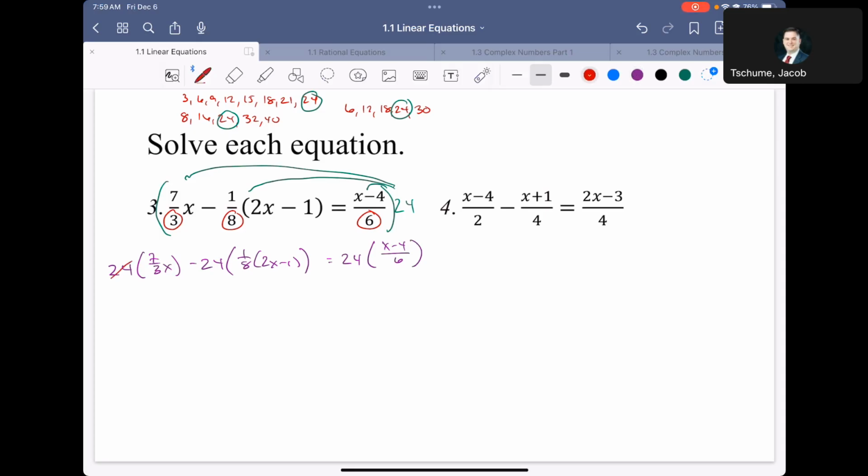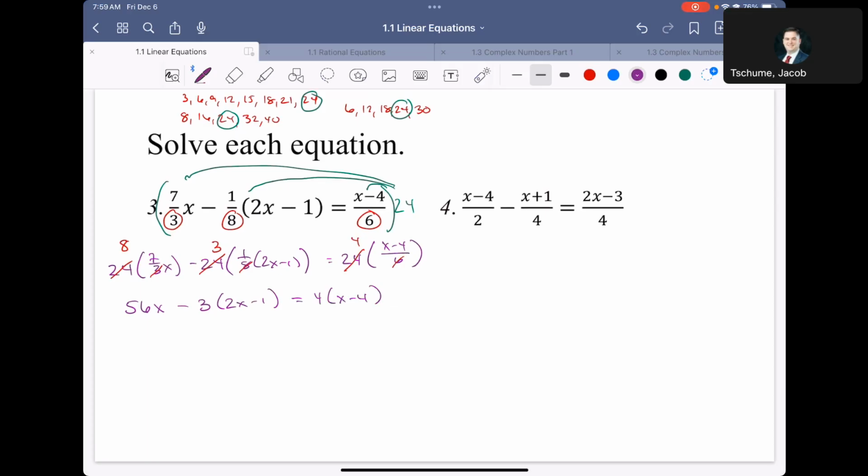So on the first one, 24 divided by 3 is 8. Because remember, all your fractions should end up going away here. 8 times 7 times x is 56x. 24 divided by 8 is going to give me 3. And so what I'm left with is a minus 3 that's still being multiplied by 2x minus 1 equals 24 divided by 6 is 4. And if I take that, that'll be 4 times x minus 4.